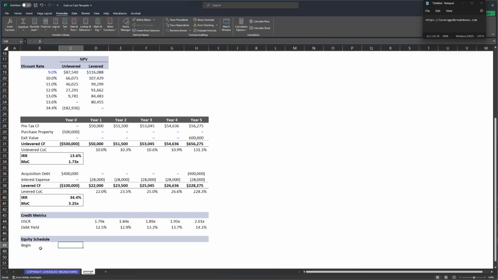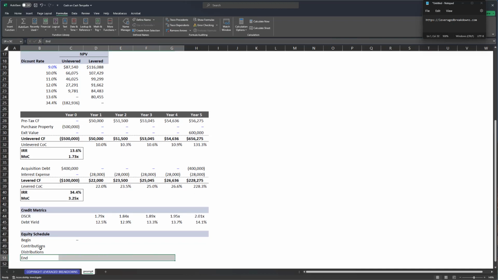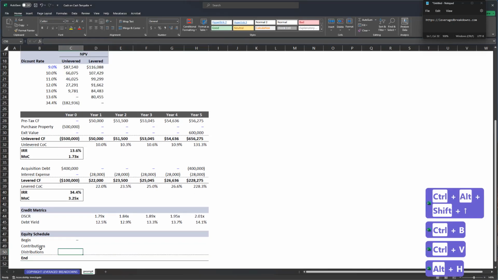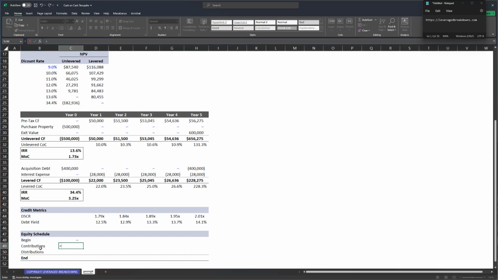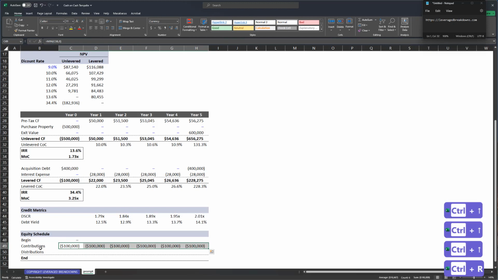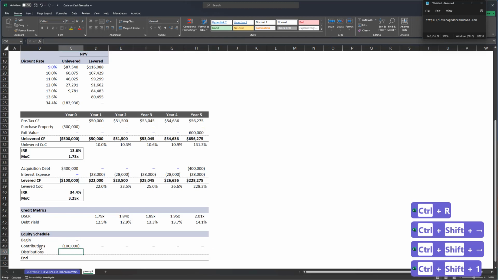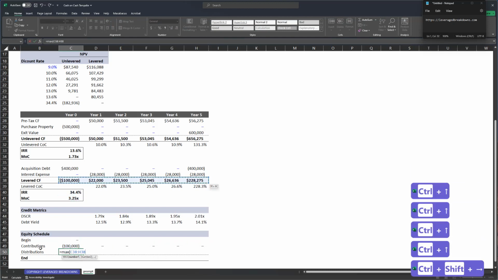Again, I start the investment with $0 in equity. I fund my initial equity, so contributions, distributions. And so what is a contribution and what is a distribution? A contribution is going to be any negative levered cash flow because that means you're putting money in. So this is min of this or 0. And so let's drag that out. Obviously, we only have one contribution. Now your distributions are going to be the opposite, max of this or 0.